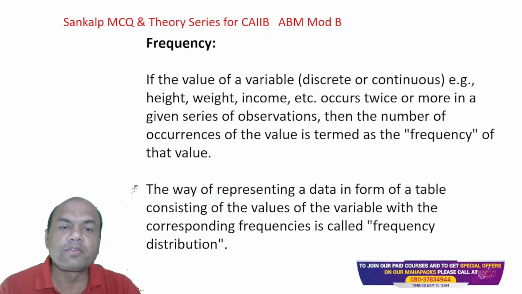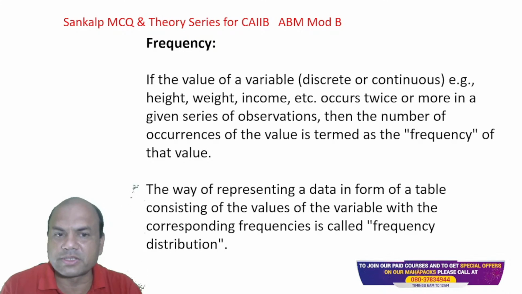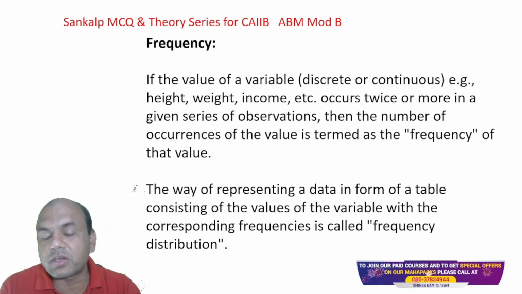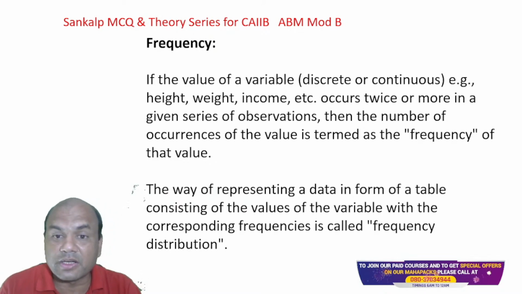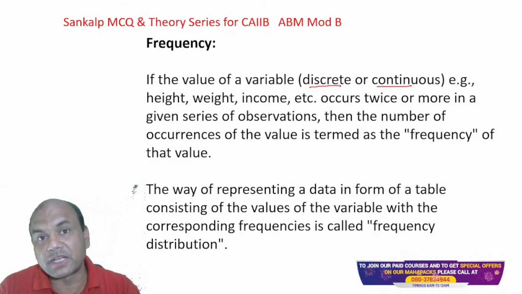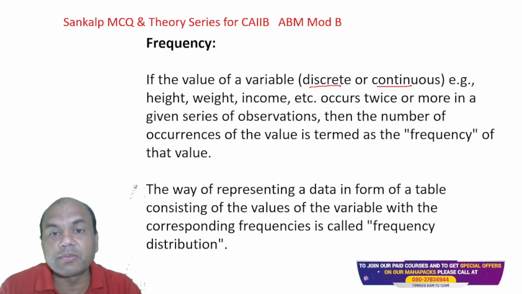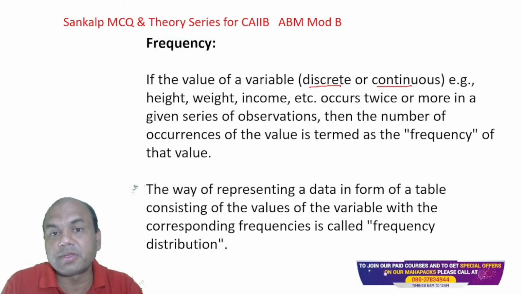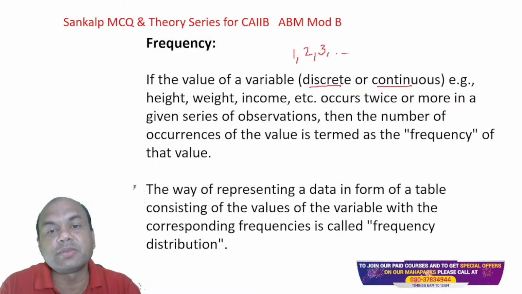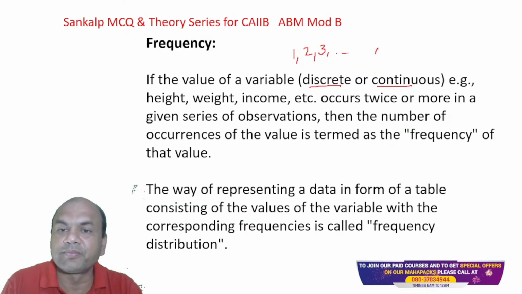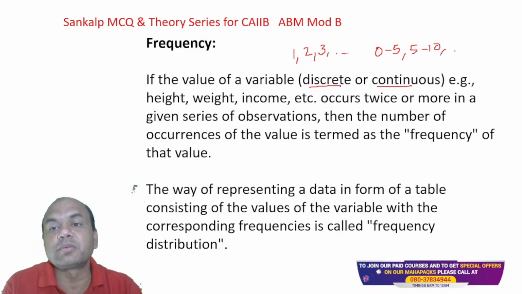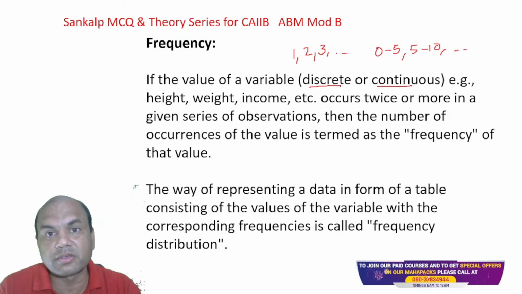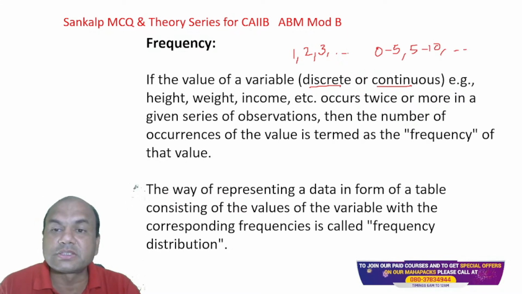So the first topic is frequency. If the value of the variable is, for example, discrete or continuous, what is discrete? What is continuous? Every word we'll discuss first and then we'll go ahead. Discrete means separable, like 1, 2, 3. Each can be separated. Continuous means, suppose like this, 0 to 5, 5 to 10. These are all continuous variables, which occur in a gap or a fixed interval.